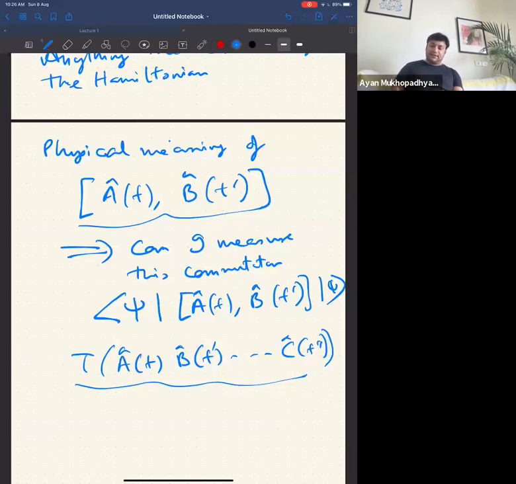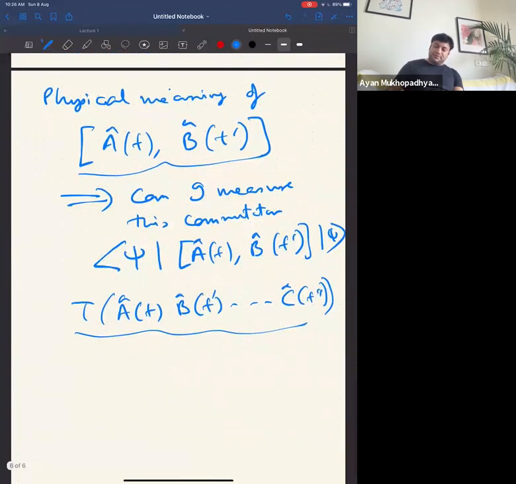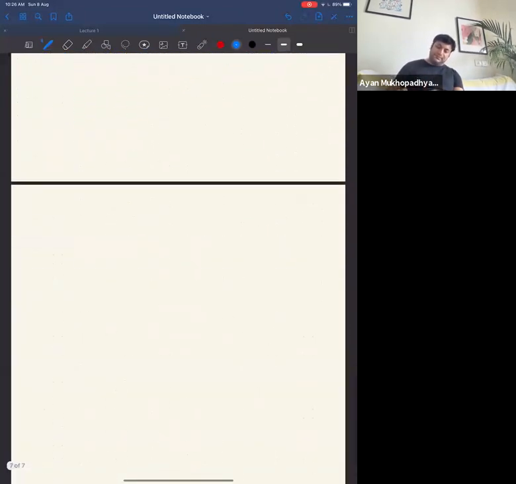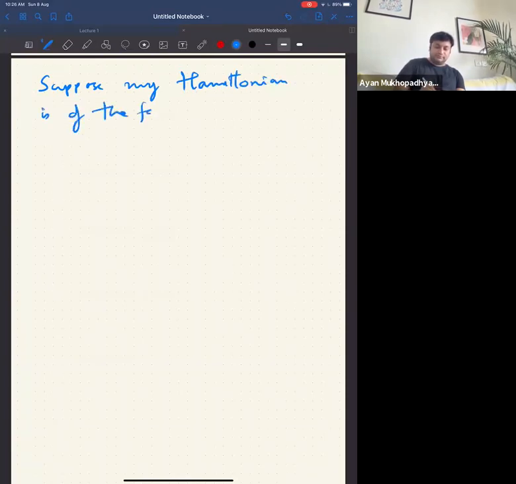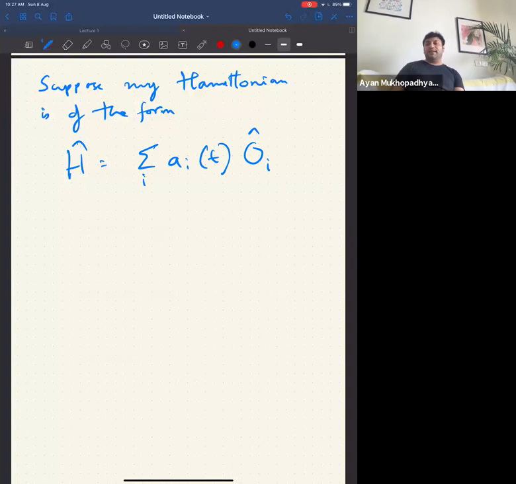So we'll try to discuss these things today. And the key thing to discuss would be to understand the following. Suppose my Hamiltonian is of the form... okay. So that is the most general way I can write a Hamiltonian.